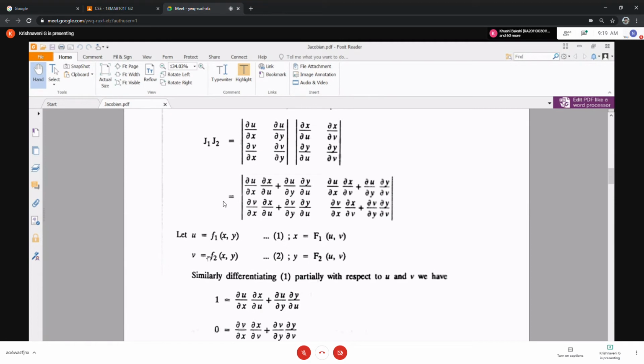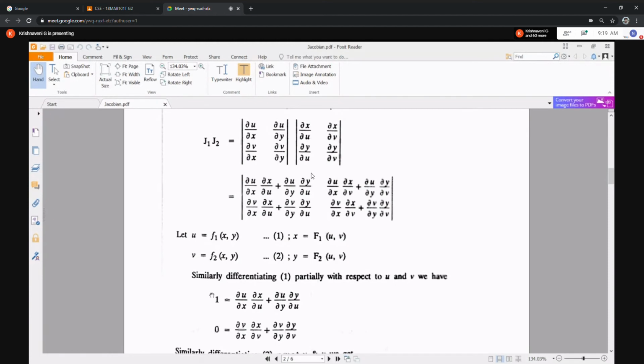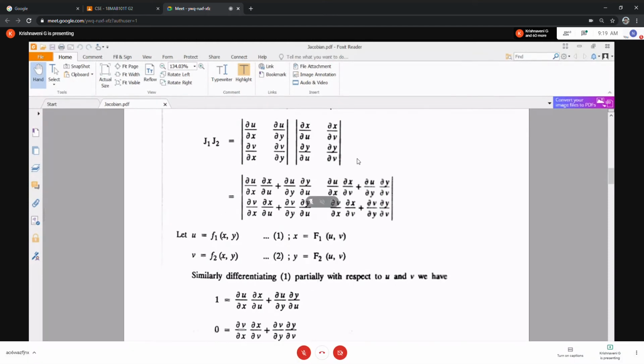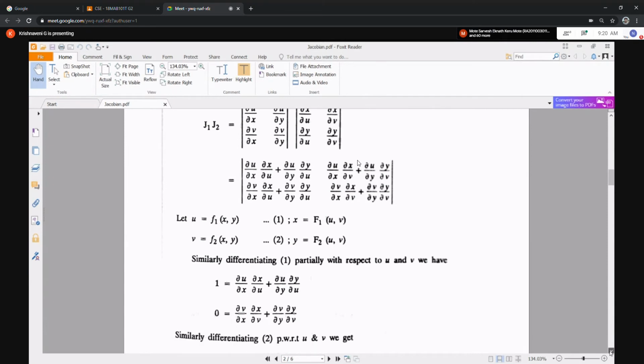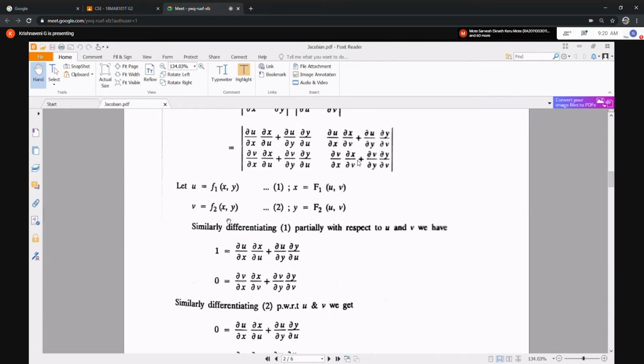Equation 1, left hand side: what is there? u is there. When we differentiate with respect to u, we will get 1. Differentiation with respect to u is 1 on the left hand side. Right hand side also differentiate with respect to u. What is there? A function of x and y. Here dou u by dou x into dou x by dou u, because we are differentiating with respect to u, plus dou u by dou y into dou y by dou u. In the second equation, differentiation with respect to u.